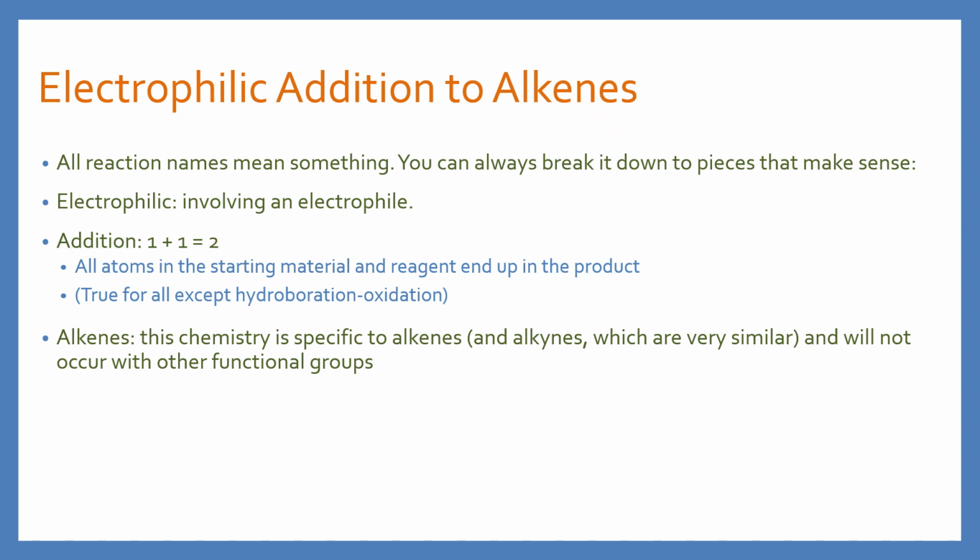And then the last word is to alkenes. So this means that this chemistry is specific to alkenes and also alkynes, which are very similar, although most of these reactions we will not do with alkynes in this course. And this chemistry will not occur with other functional groups. So what happens here in this chapter with alkenes will not happen when we get to the benzene chapter. Even though we will see double bonds, they will not behave in the same way. And you would not see a carbonyl double bond behave in the way that we will see our molecules reacting in this chapter.